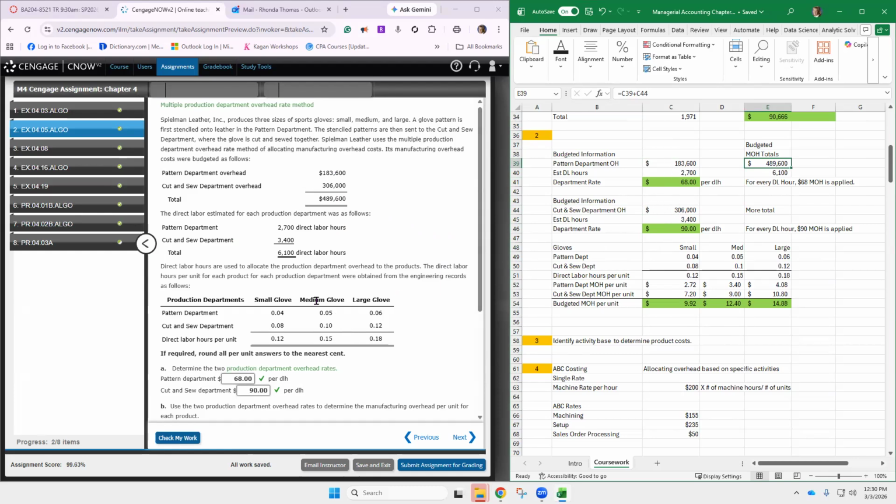We're going to be looking at direct labor hours. So we've got direct labor hours for each department, right?